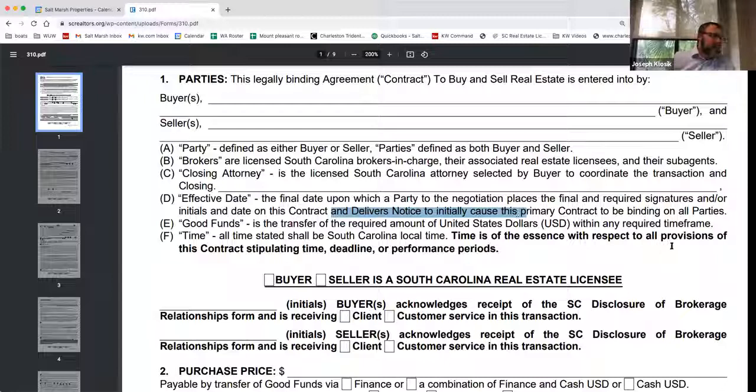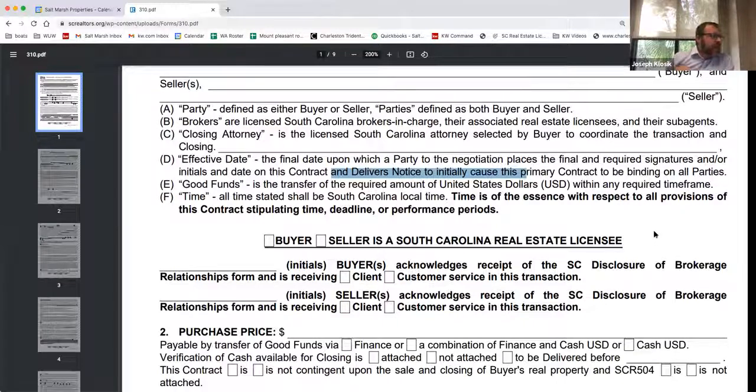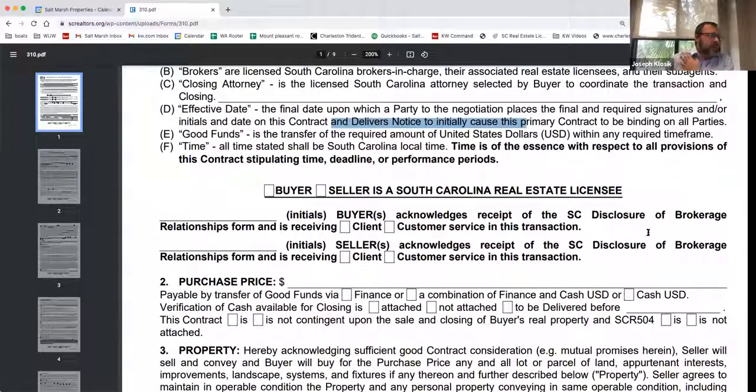Good funds is the required amount in the United States with any required time frame, basically, that's both for termination fees, any reimbursement fees that you'd have in any of the contracts, earnest money, as well as purchase price. Time. All time stated shall be South Carolina local time. Time is of the essence with respect to all provisions of the contract stipulating time, deadline, and performance periods. Basically, all this does is reiterate that if we put a date, you have to follow it. There's no exception to it.